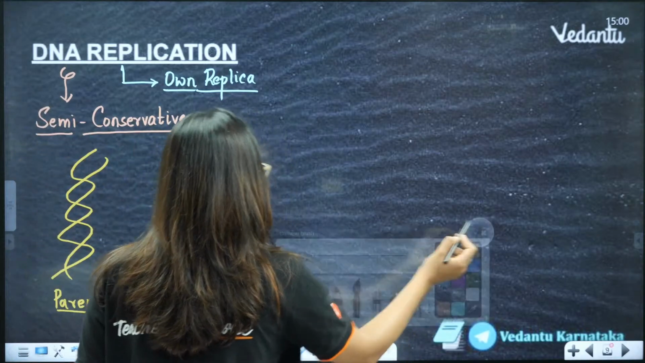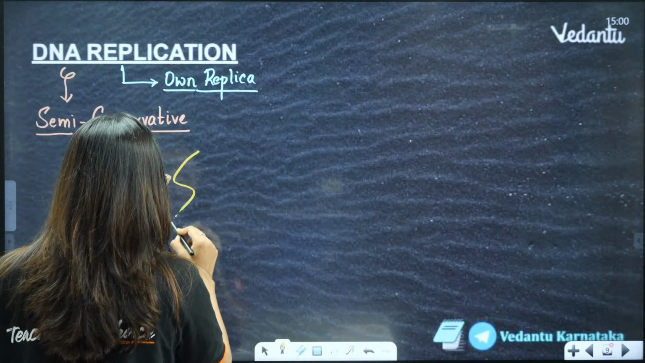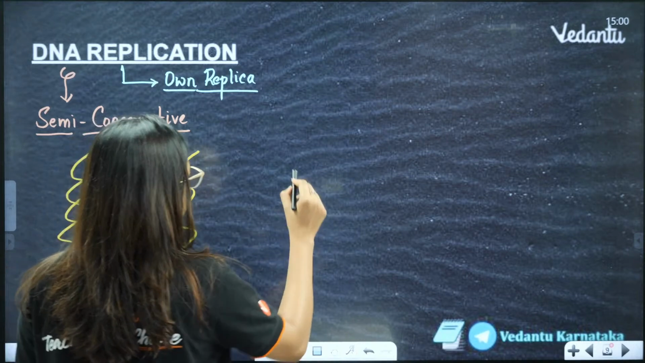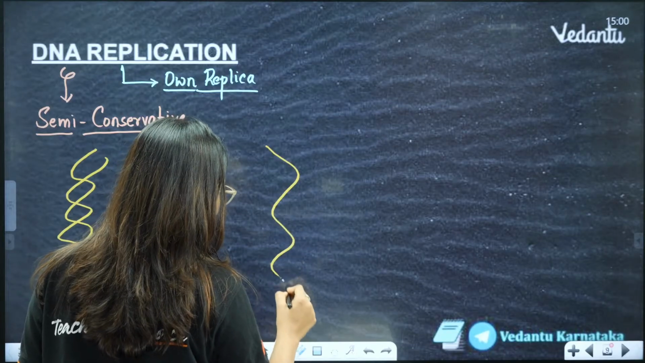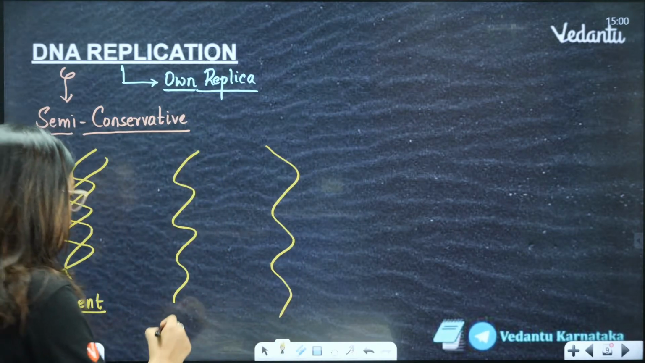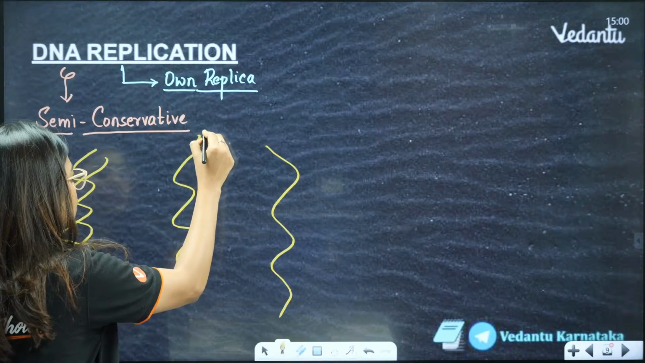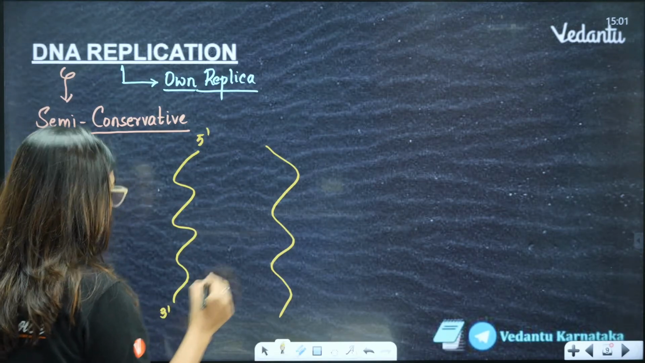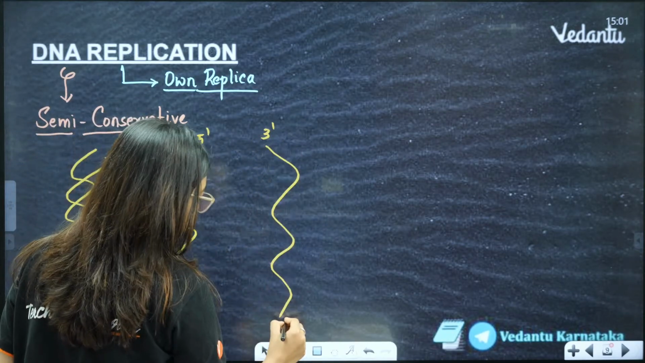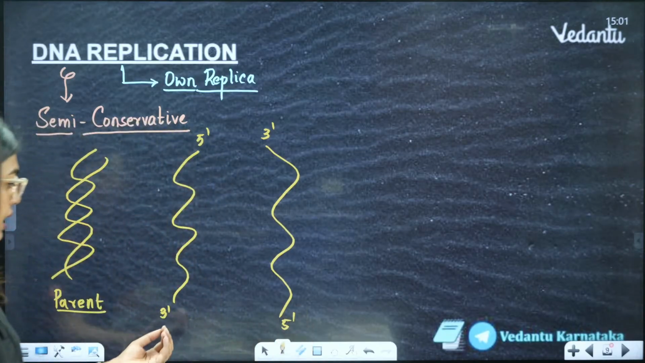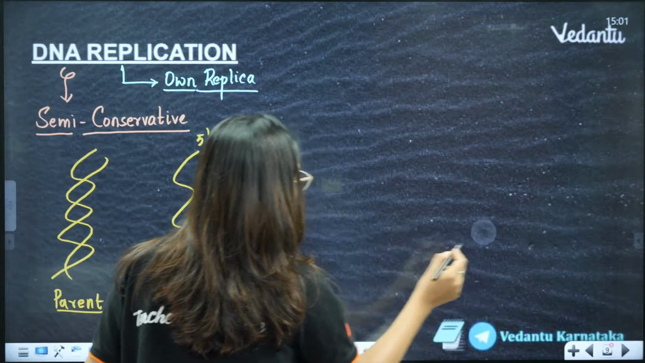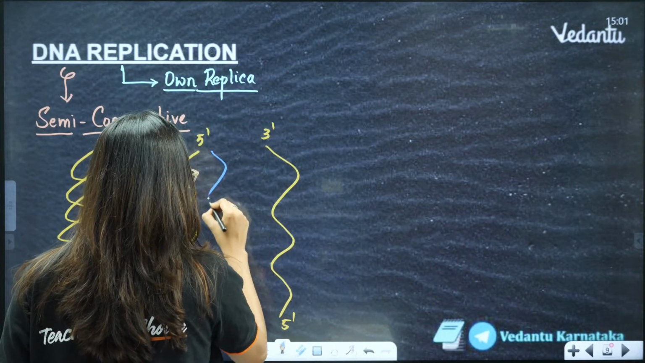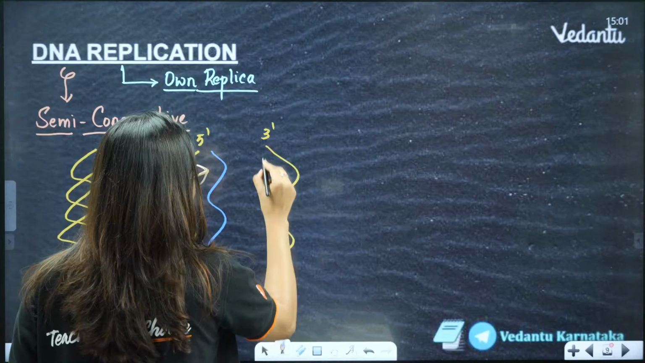So, first I will separate this. For that we have to utilize different enzymes, which you will be studying later. Now I separated these two strands. I label them 5' to 3' and 3' to 5'. Both the strands are separated. They have anti-parallel polarity. Now, I am going to use this template to form my daughter strand. So, they are obviously going to be complementary.